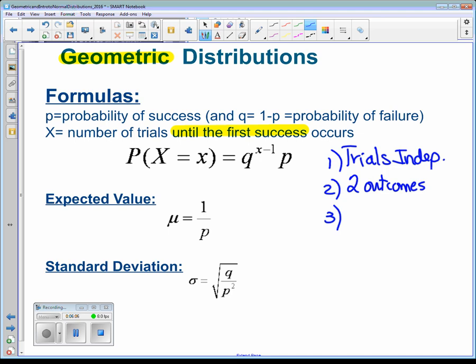What kind of probability do we have to have? The same, okay? So we have the same probability of success for each trial. I can roll a 5 1/6 of the time on any given roll. Okay, good. So we'll come back to this formula here in just a second.